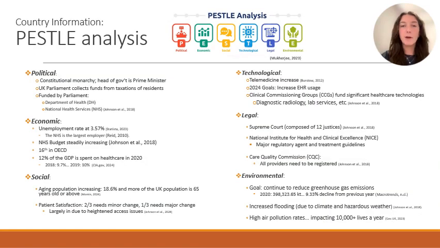We will now look at the Beveridge model through the PESTLE analysis. The UK is under a constitutional monarch with Parliament as the government. They run the healthcare system and are the main collectors in the model, as they collect the taxes from the residents that are put towards financing the system.